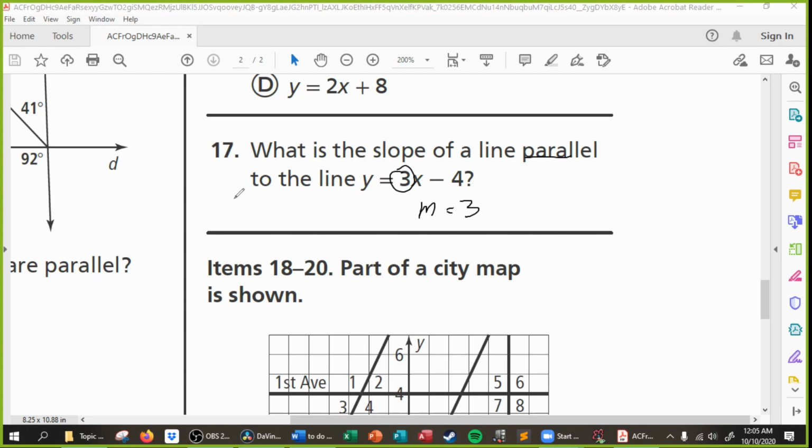Since it's already defined as slope, I would say for Pearson, we're only going to put the number 3, and that should be sufficient. We shouldn't need m equals 3. If you put m equals whatever, and it's the right slope on the test, of course I can add those points back. I'm not going to take them away from you.